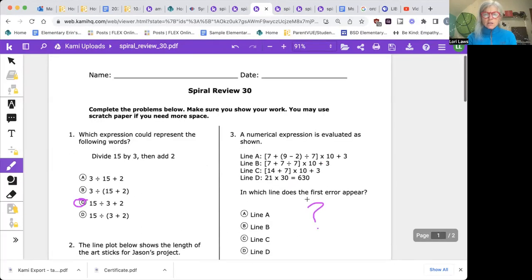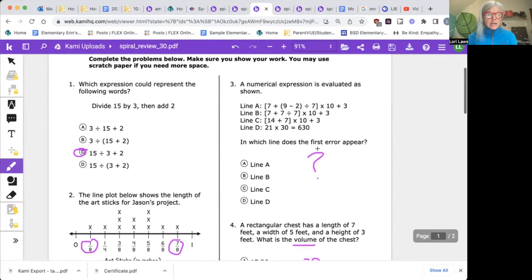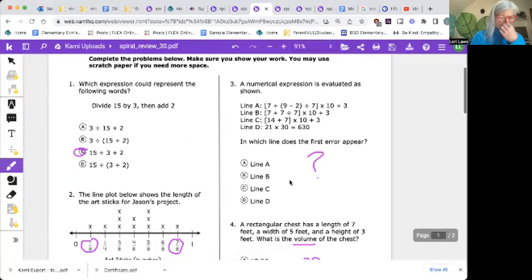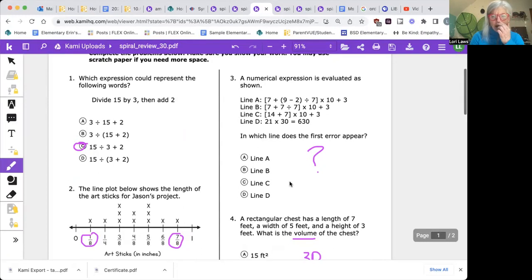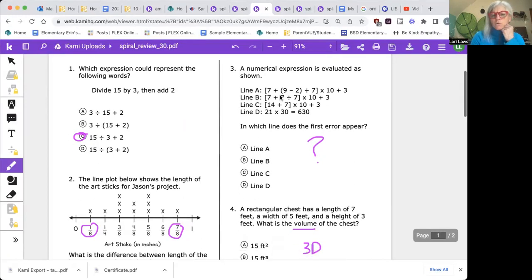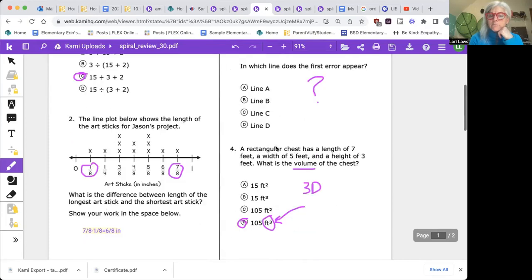Number 3, a numerical expression is evaluated as shown. Which line does the first error appear? I didn't understand this one, and I actually tried to look it up and couldn't figure it out. I think it has to do with the rules for brackets versus parentheses. So I'm guessing it's going to be one of these with the brackets and parentheses. I'm guessing it's C, and that should just be in parentheses, not in square brackets, but I don't know.